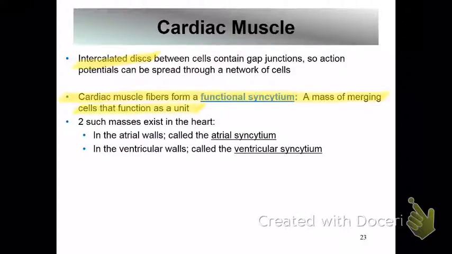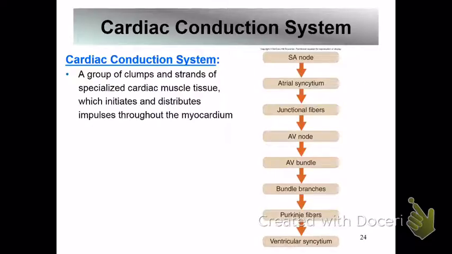So it's the electricity going through. You have special muscle fibers that conduct the cardiac impulse, starting with the SA node. Two such masses exist: the atrial syncytium in the atrial walls and the ventricular syncytium. So let's look at both of those. Okay, so here's how the electricity flows.